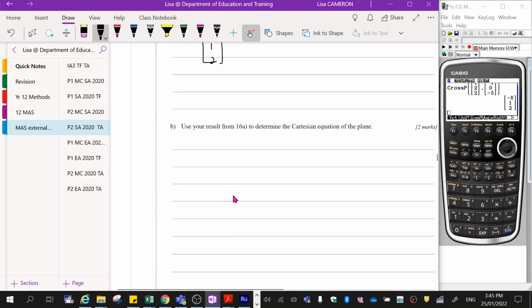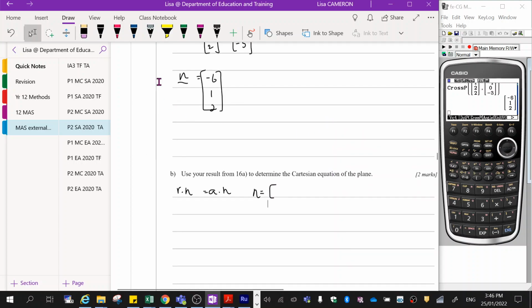Use your result from 16A to determine the Cartesian equation of the plane. So the formula that's given to you in your booklets is r dot n is equal to a dot n. Now, n is the normal vector, which, let's just scroll up for a second so we can see it, is going to be negative 6, 1, 2.